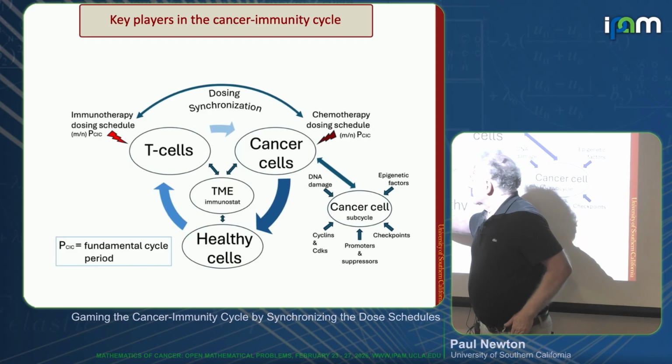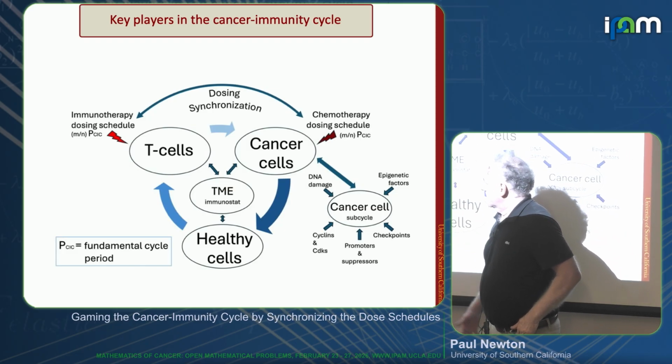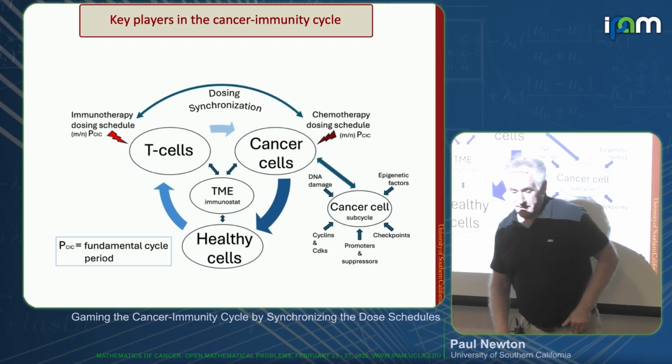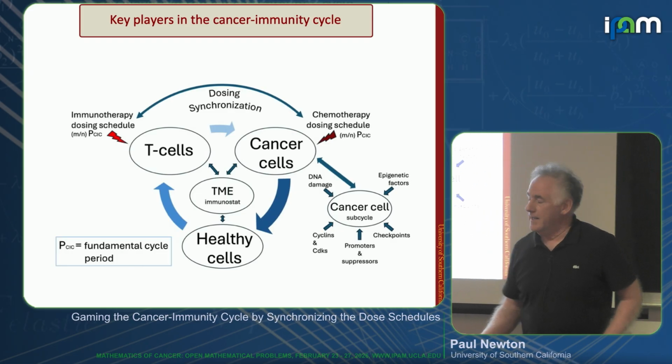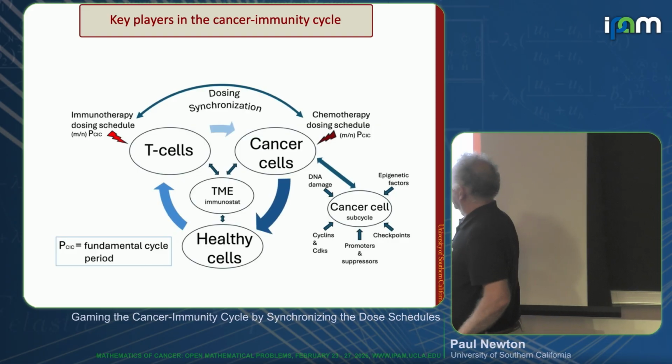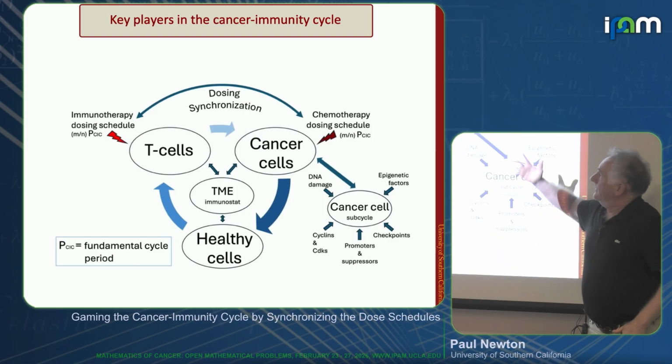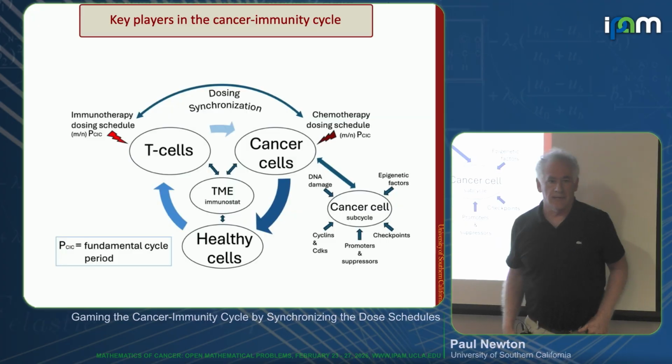And so keep these things in mind. There's going to be a fundamental period of the cancer immunity cycle, and I typically call that PCIC. And then we're going to try to dose synchronize with that cycle.